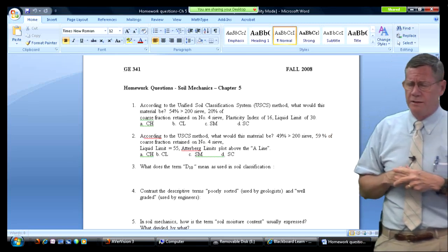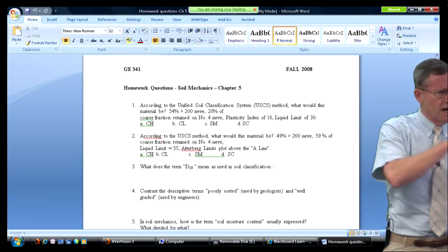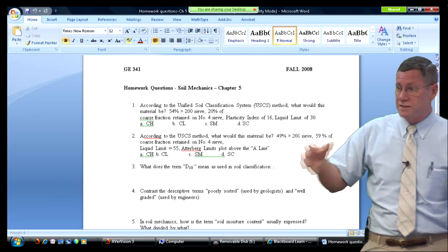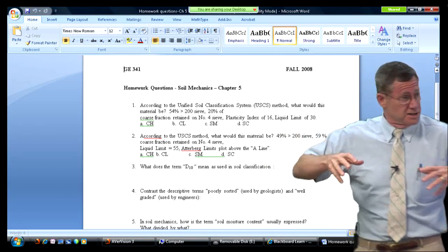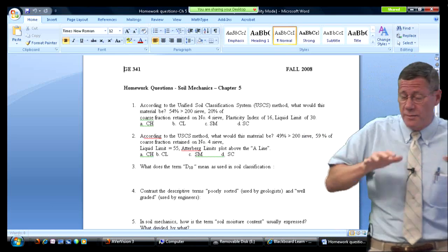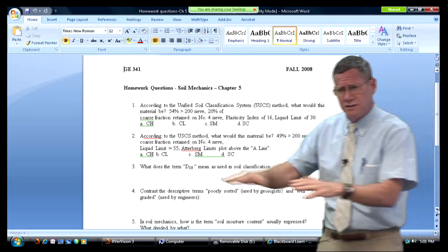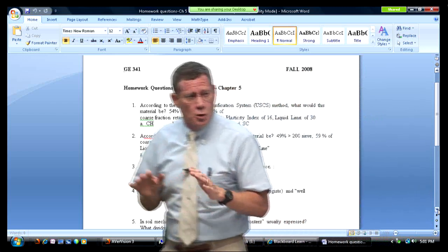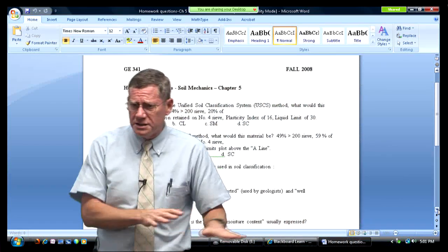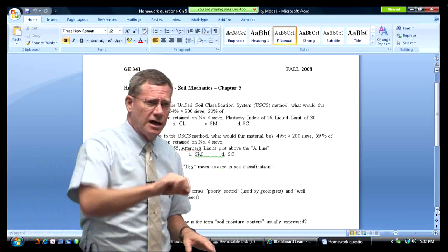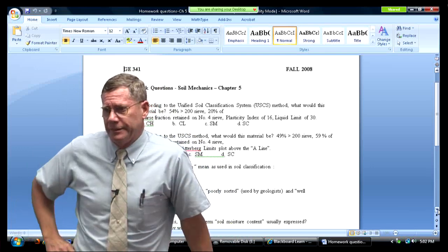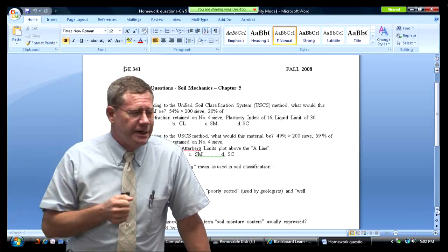So well graded means we have a lot of different sizes in it. We're not going to have any huge voids. We got little stuff to fill in the little voids, and it packs down nice. And we have a well graded mixture when we put down aggregate base underneath pavement. I mean, it's so well graded that after you roll it, you can pour a canteen on it and you won't get anything going into it. That's how tight it is.